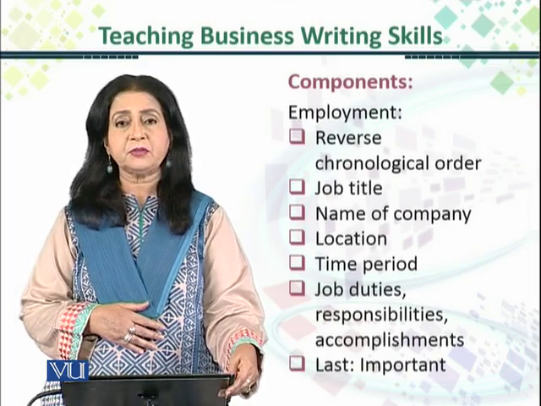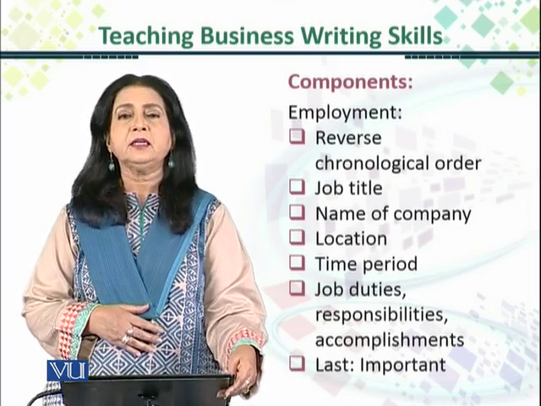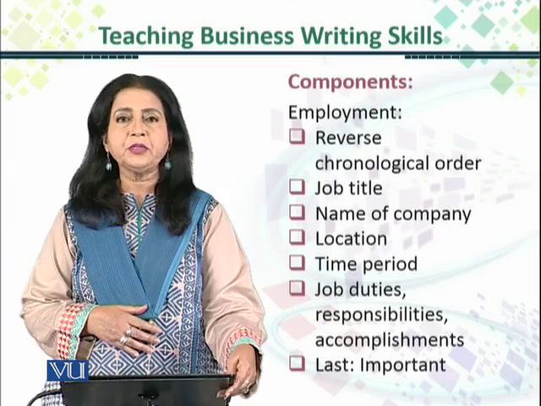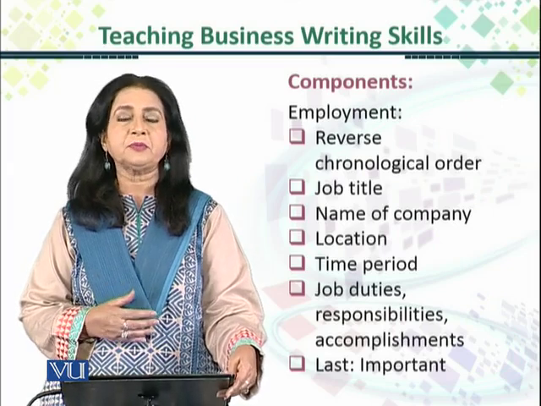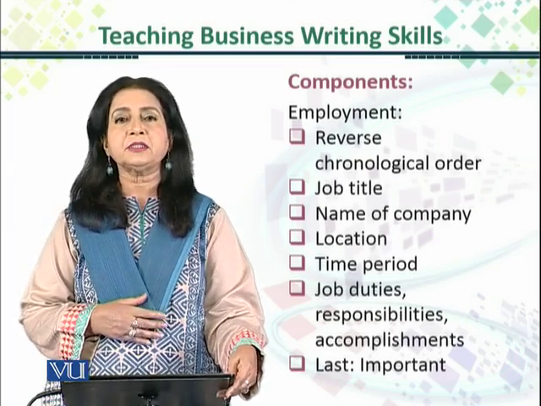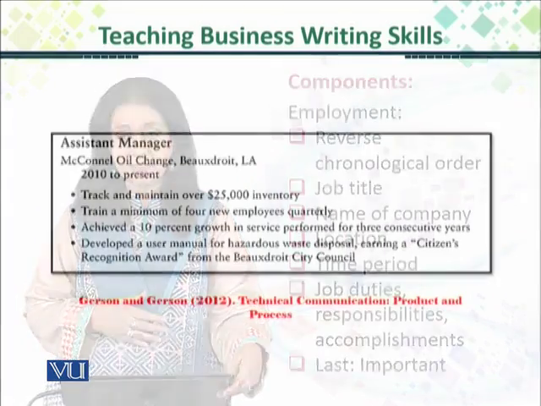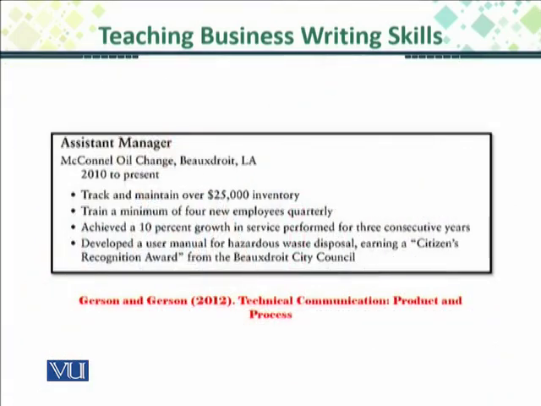The last one is very important because it tells the person who is reviewing your resume what your accomplishments are and how these accomplishments can add value to his company. So this is what it looks like. You can see here that the person is working in the position of assistant manager in this certain company, and what he has accomplished is that he has tracked and maintained over $25,000 inventory, trained a minimum of 4 new employees quarterly, achieved a 10% growth, and so on.